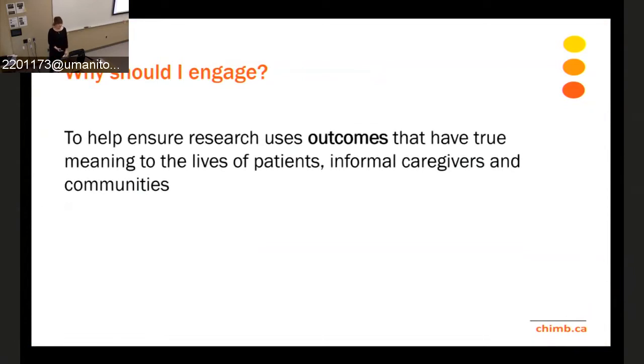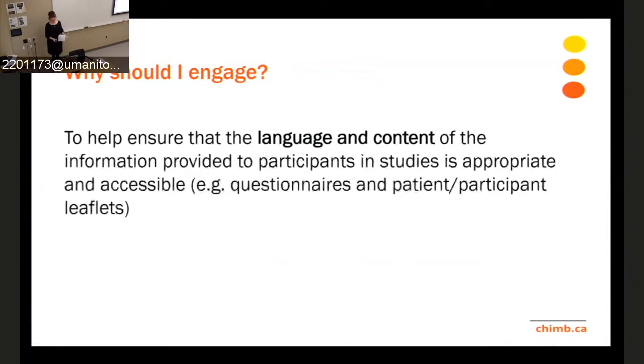Helping make sure that outcomes have true meaning to the lives of patients. We've had different studies where the outcome measures the researchers really want to look at, say in a systematic review, are all one way, but then we engage with patient partners and find that yes, there are ones we both agree on, but there are additional ones that researchers haven't even thought about because they don't have that lived experience. So adding those outcomes actually strengthens and enriches the research process.